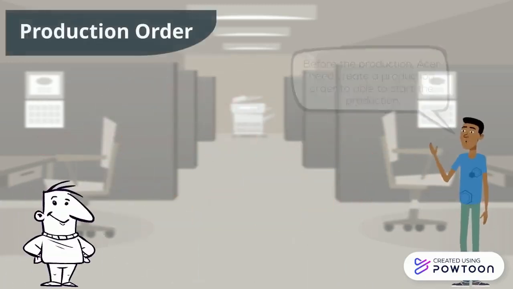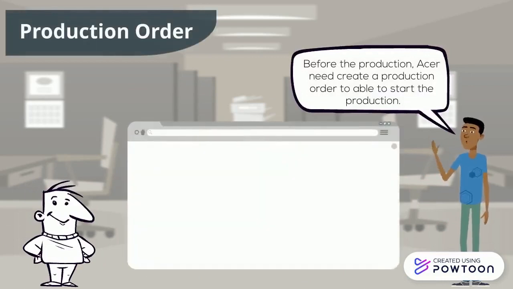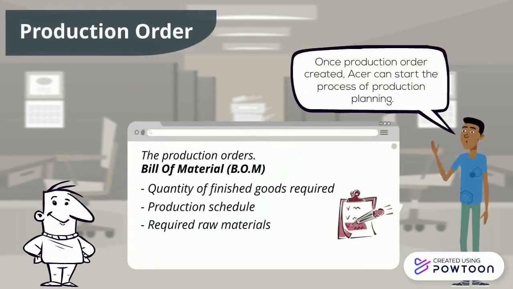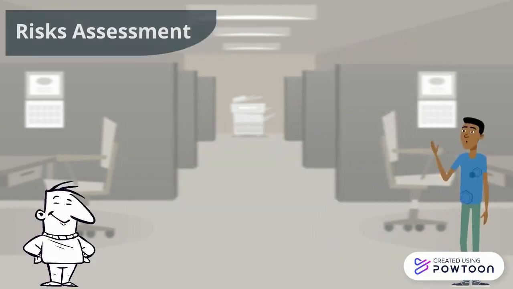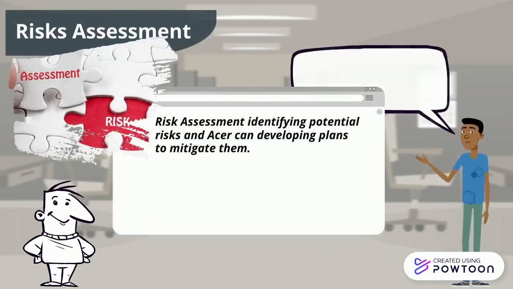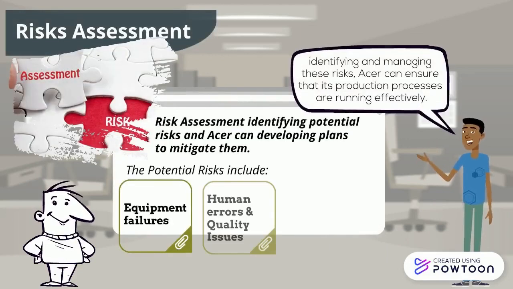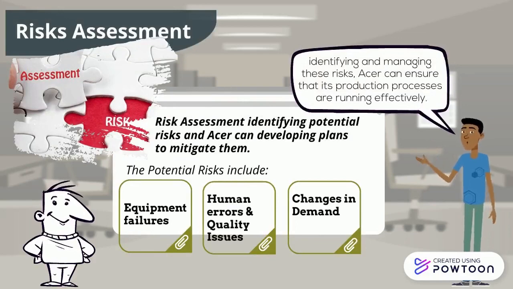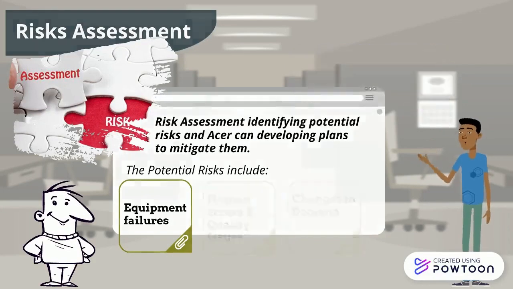Beginning the production planning, Acer needs to create a production order. It includes the bill of material, quantities of goods, schedule, and materials. Before the production really starts, Acer will make a risk assessment, identifying potential risks and developing plans to mitigate them. The potential risks include equipment failure, human errors, quality issues, or changes in demand.